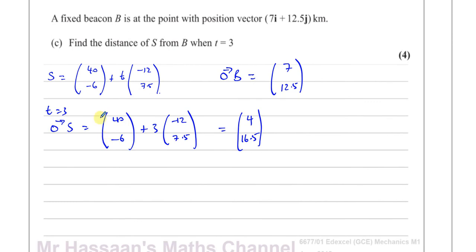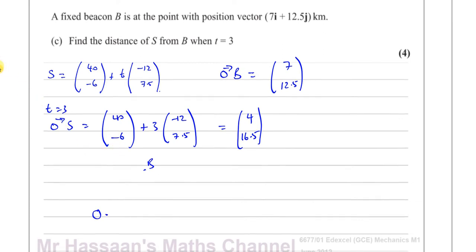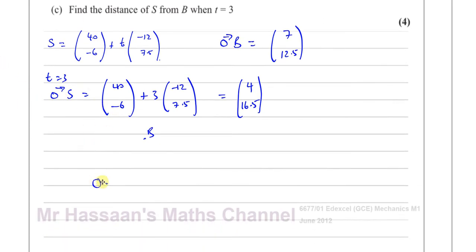So if you think about that, say this is O, the origin. We know O to B is 7, 12.5, so it's going to be somewhere over there. That's where B is. And O to S is going to be 4 and 16.5, so it's going to be somewhere up here. Let me make a bit more space. So let's say this is O, this is B, that's 7 and 12.5, and S is 4 and 16.5.